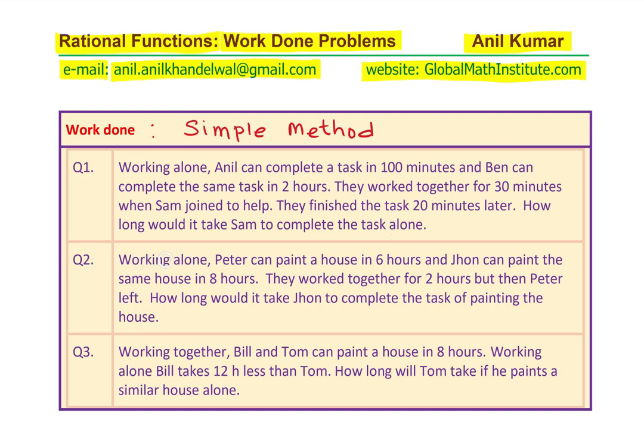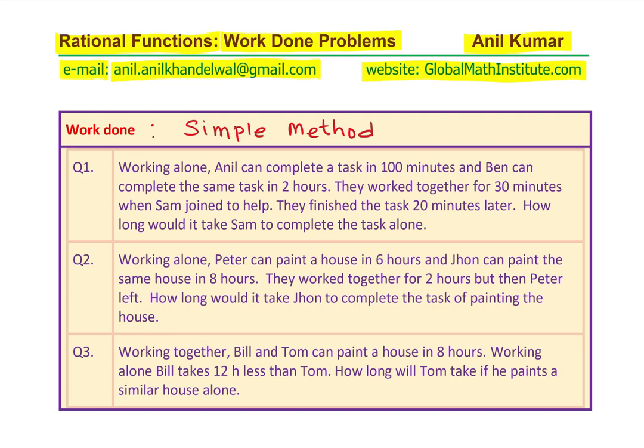Question number 2. Working alone, Peter can paint a house in 6 hours and John can paint the same house in 8 hours. They worked together for 2 hours, but then Peter left. How long would it take John to complete the task of painting the house? So in this case, 2 friends start the work. One of them leaves. Then how long will the other one take to complete the job? You see similarities and differences. The approach should be same, right? That's what I think. And in this video, you will see exactly same approach for both the questions.